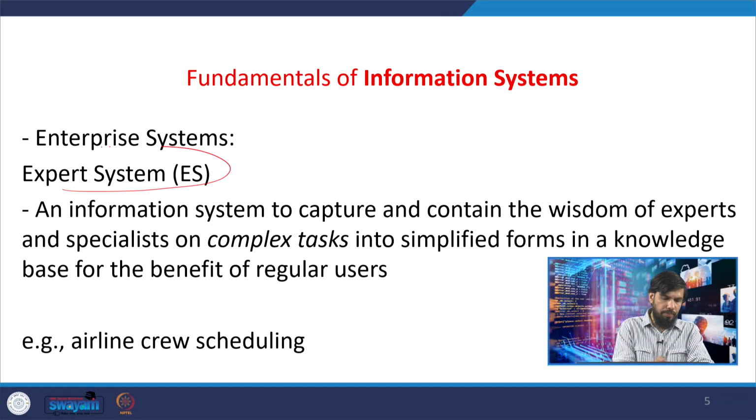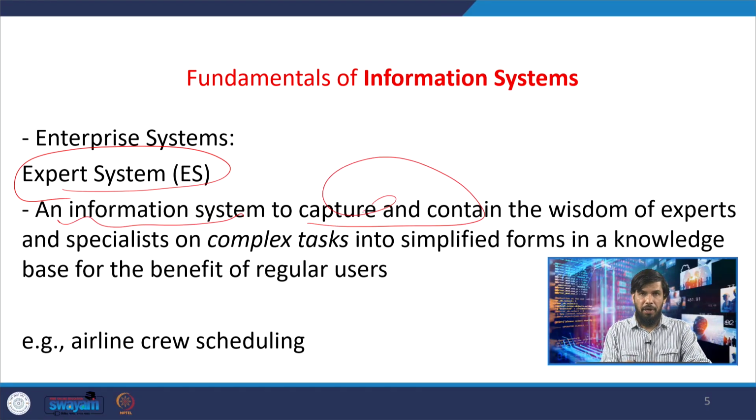Next is expert system. So what is this about? This is also an information system to capture and contain the wisdom of experts and specialists on complex tasks, right. This is slightly different from what we discussed in KMS. KMS is like consultancy or client facing work, where the knowledge about the clients also counts, right. Previous issues with the clients also count, and other challenges that the consultant might face from different parties, all that will also go into the knowledge management system.